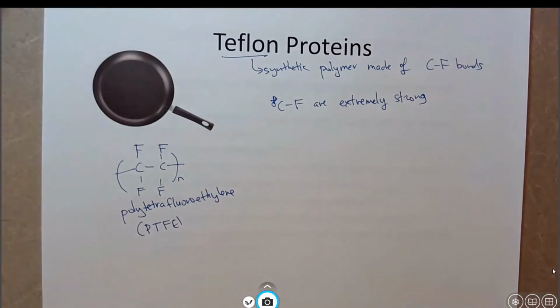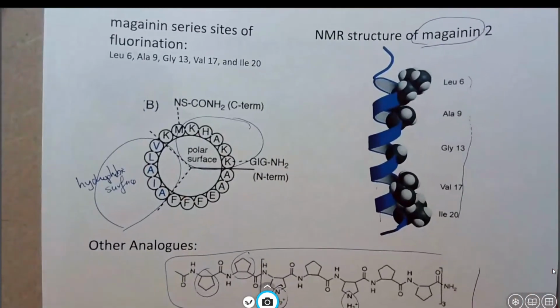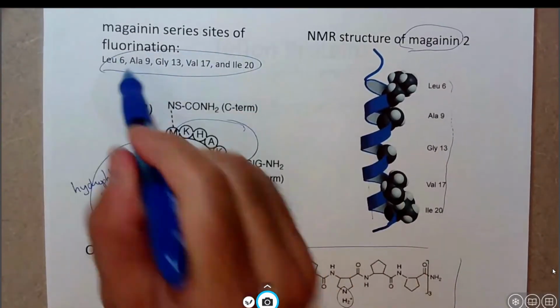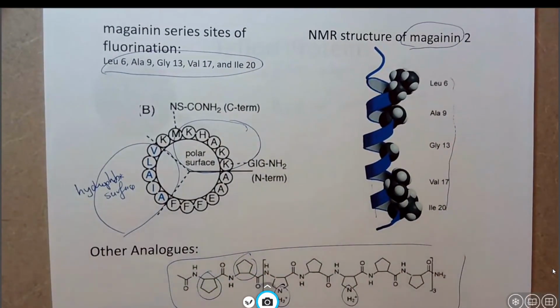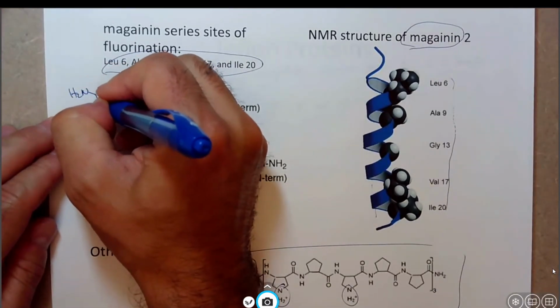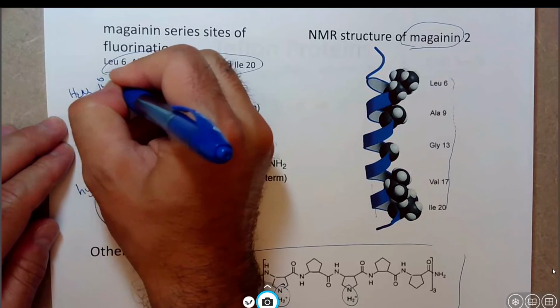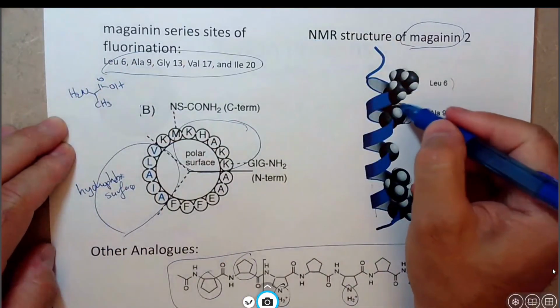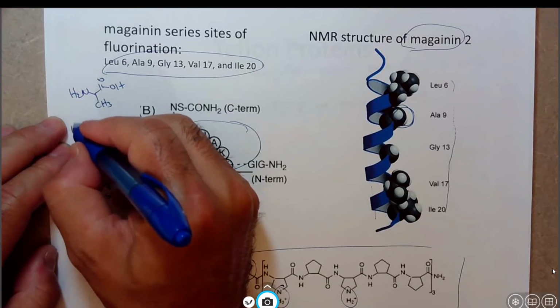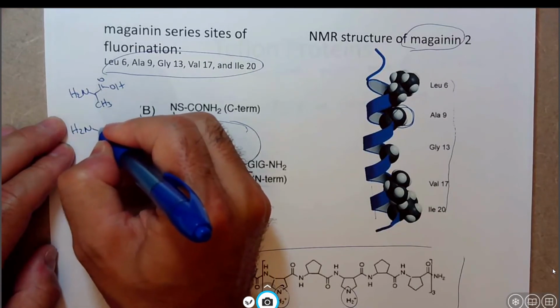So if I go back to the slide here, what some researchers did is they added fluorination on these hydrophobic residues. A typical alanine would look like this, where you have a CH3 group. Here's your CH3 group. Researchers replaced those CH3 groups with CF3 groups.